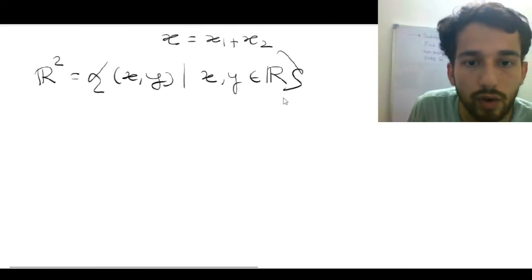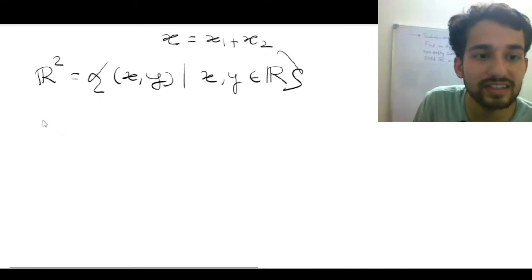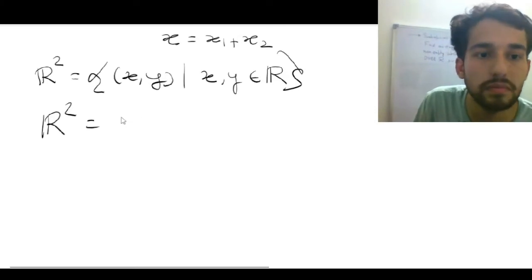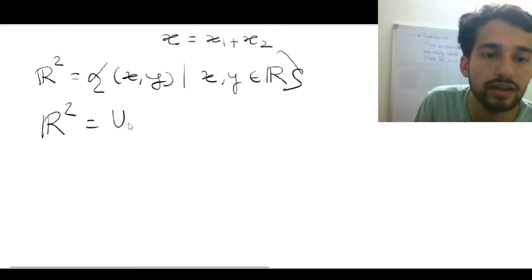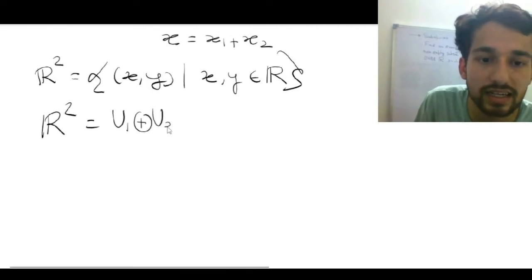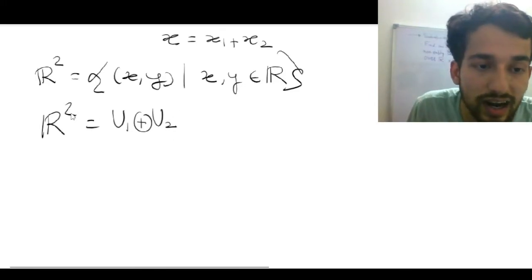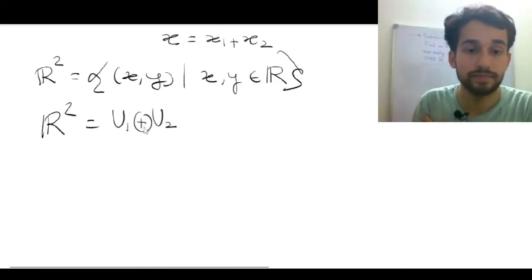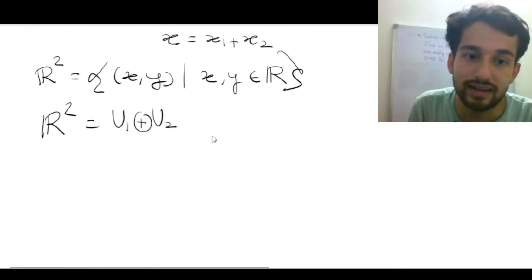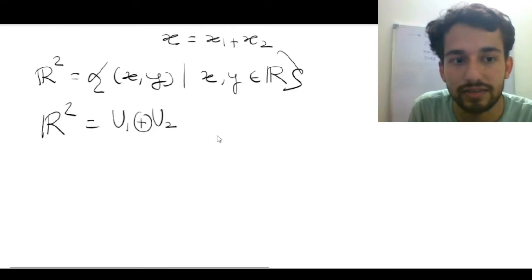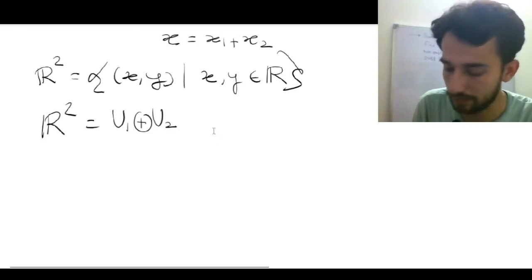R2 is this collection of all ordered pairs x, y, where x and y are coming from R. Now, the question is, can I express my R2 as a direct sum of two subspaces, U1 and U2? Does there exist two subspaces, U1 and U2, in order for this R2 to be expressed as their direct sum? Now, when I give the definition, the idea is that I want the representation to be unique.